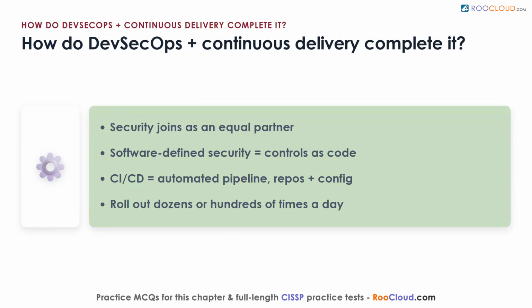When code moves fast, security has to move just as fast. So many teams prefer the term DevSecOps to signal that security joins development and operations as an equal partner. This approach supports software-defined security, where controls are managed by code and dropped straight into the pipeline. That pipeline is continuous integration and continuous delivery, a highly automated flow that ties together code repositories, configuration management, and the movement of code between development, testing, and production, letting some organizations roll out changes dozens or hundreds of times a day. Think of it as an automated assembly line where safety inspections are built into the conveyor itself, not tacked on at the end.